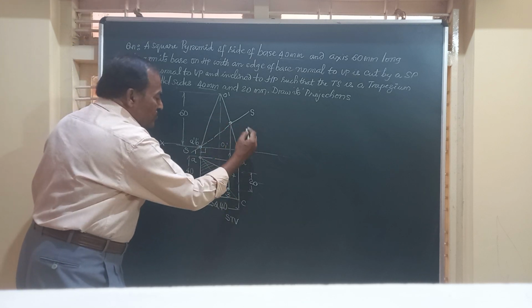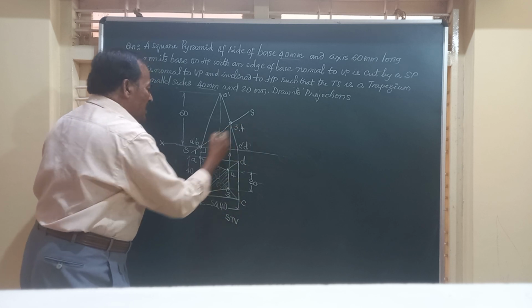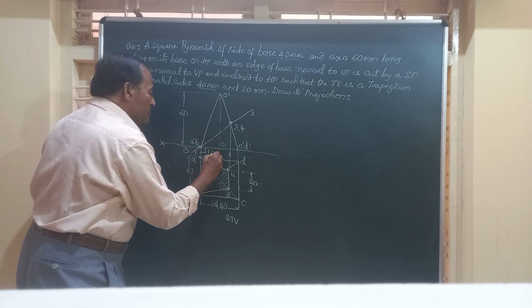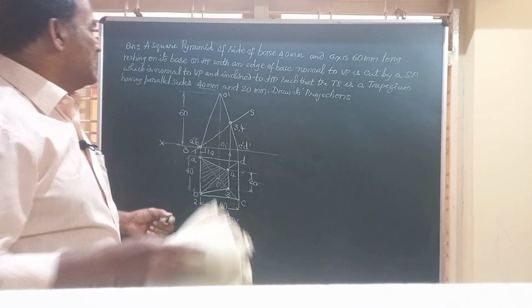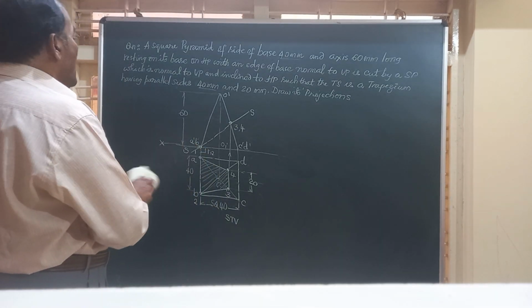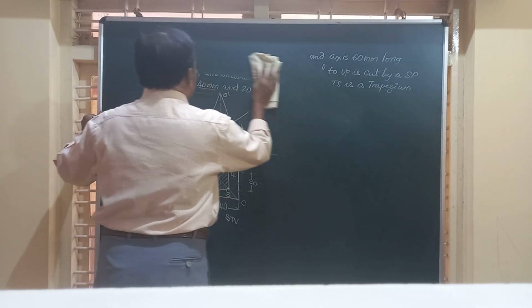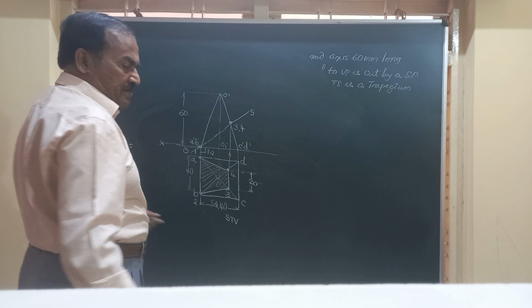So friends, this is going to be points 3, 4, and this is 1, 2. This point is 1, 2. So friends, after you have got the front view and the sectional top view, we can obtain the true shape of the section, which is given to be a trapezium.